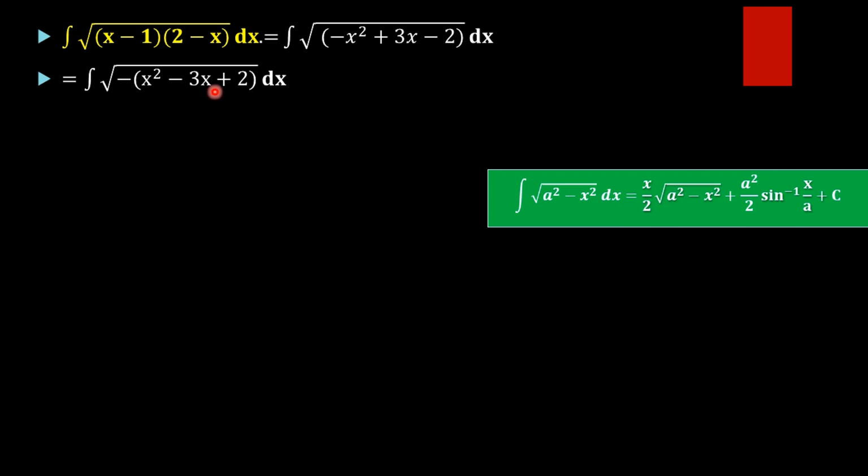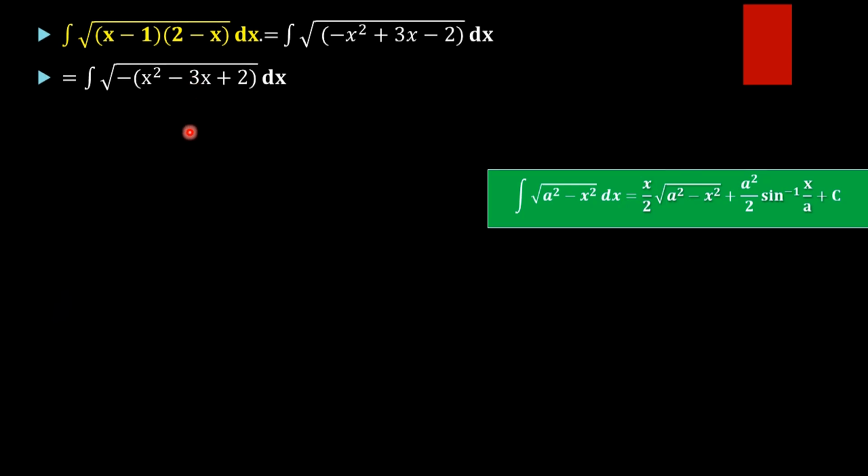Next, we have to use the completing square method in order to make this function in this form, that is a square minus x square. In order to apply the completing the square method, we have to find half of the coefficient of x here. What is the half coefficient of x? That is 3. Whether it is negative 3 or positive 3, you have to take 3 only. Then half of 3 is 3 by 2.